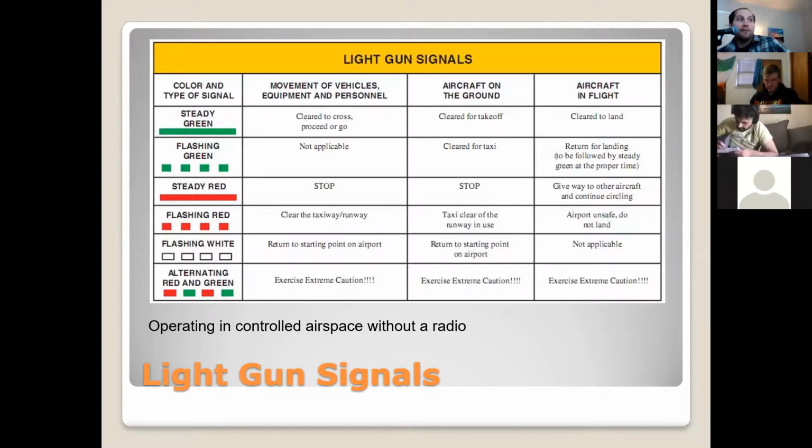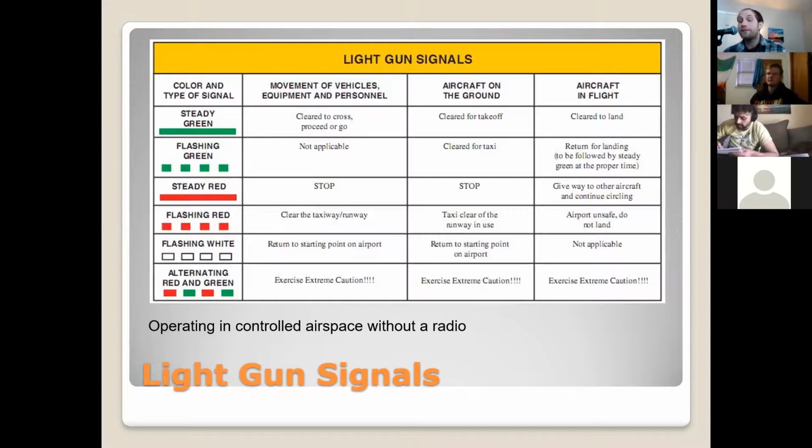The next says aircraft in flight. So you're flying the airplane, you're in the traffic pattern, you're near the airport, you look over at the control tower and you see a flashing green light. Well, that says return for landing, to be followed by a steady green at the proper time. So they acknowledge that you're flying your airplane near the traffic pattern, in the traffic pattern, near the runway. They acknowledge that they see you. They have not given you clearance yet. It is not a solid green, but it's a flashing green because they want you to know that your time is coming. You're almost ready for the solid green, but not yet.